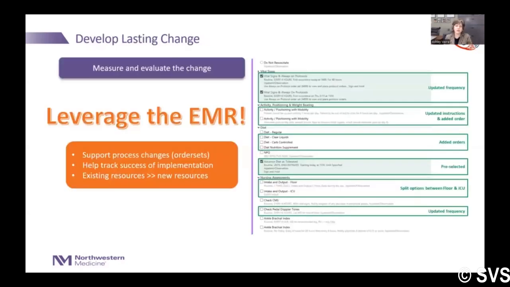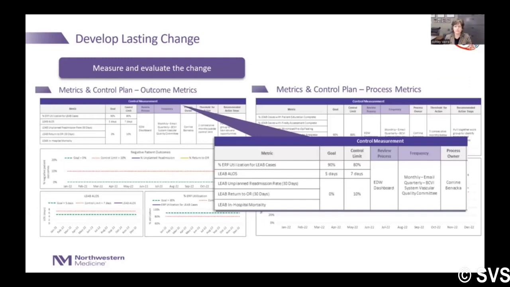I can't say enough, when you're thinking about how to measure and evaluate change, about using the electronic medical record. Not only do things like order sets help support your process changes, but you can use the electronic medical record changes you've created to help track whether or not the changes you've set out are actually occurring. And if you already have an order set, just change it. Don't make a new one, because people will go back to the old order set. And the fewer changes that you ask people to make, the easier things will be.